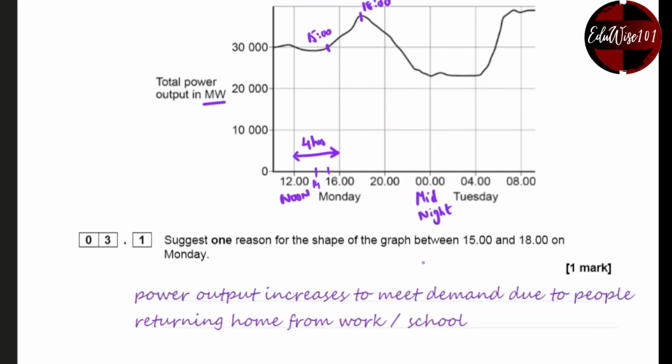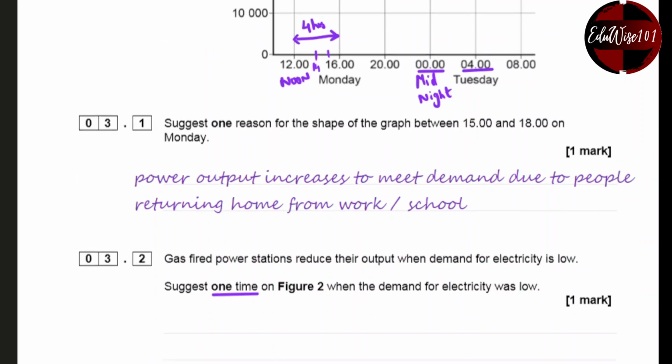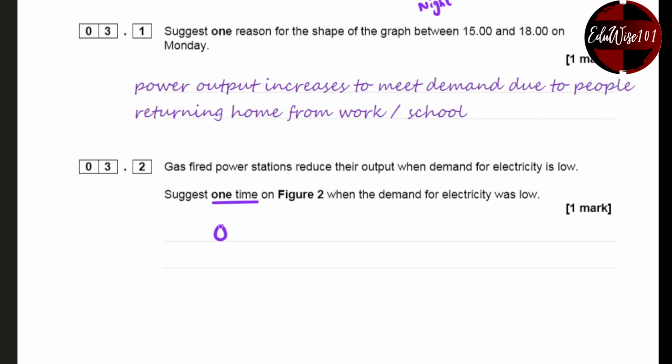So the lowest power is around midnight. So you could say 0100 hours, and it is roughly about the lowest till about 4 in the morning. So any time between midnight and 4 in the morning as your answer should be fine. So let's say 0100, or you could say midnight. Like I said, any answers between 0100 and 0400 should be fine.